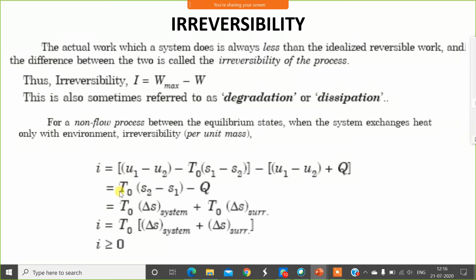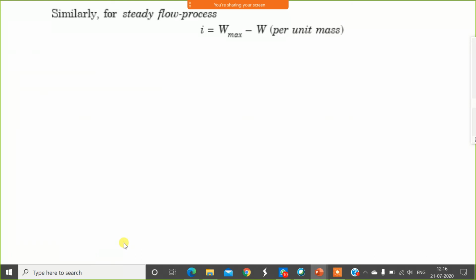This is the heat rejected by the system and this is heat rejected to the surroundings. Therefore, we can write T0 delta S system plus T0 delta S surrounding. Therefore, I is equal to T0 times the bracket of delta S system plus delta S surrounding. And this irreversibility is always greater than or equal to 0. It cannot be less than 0.